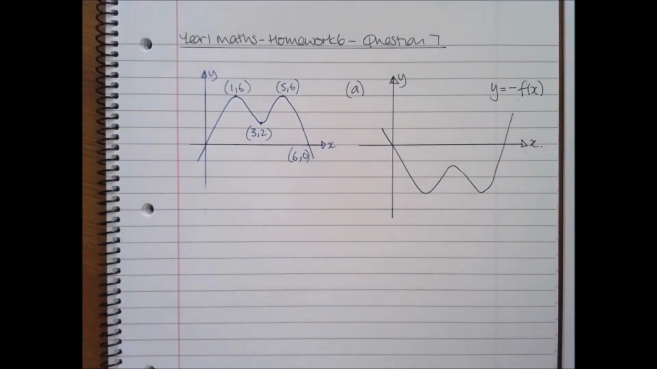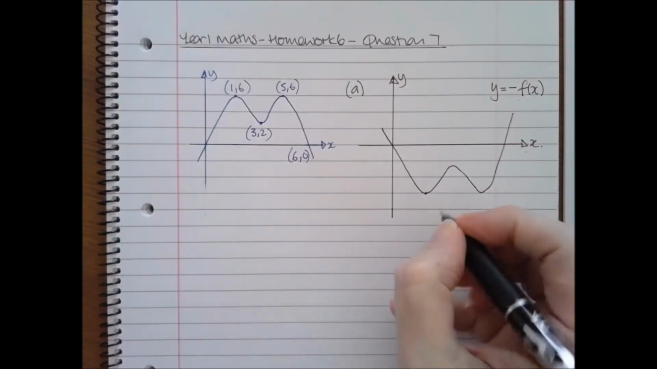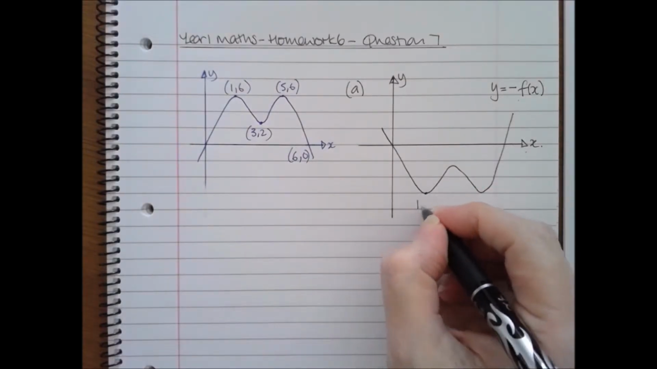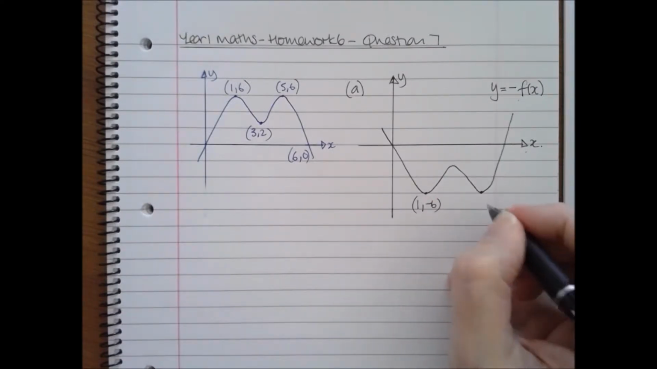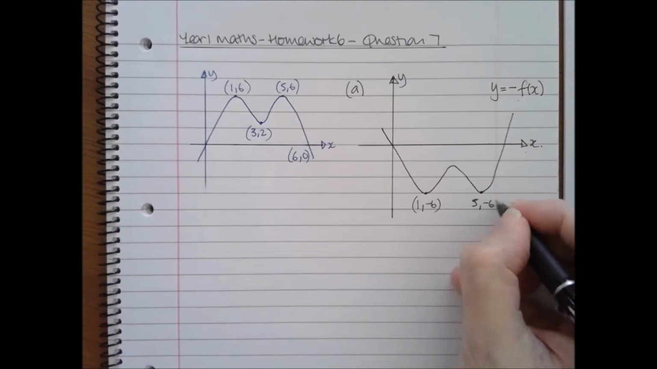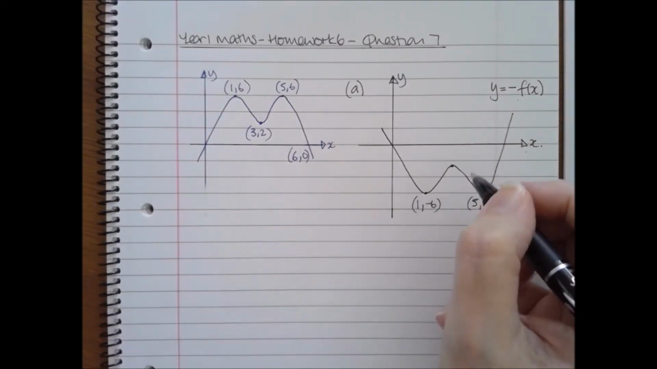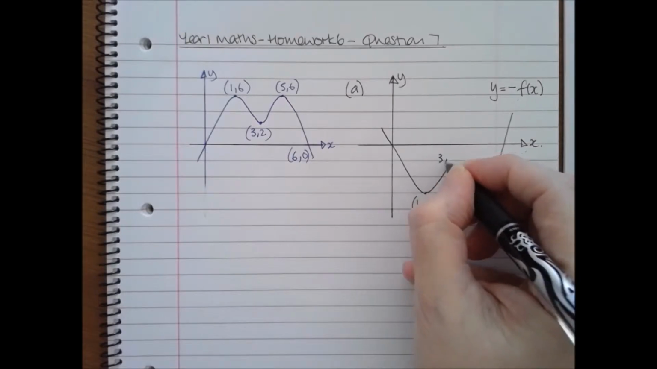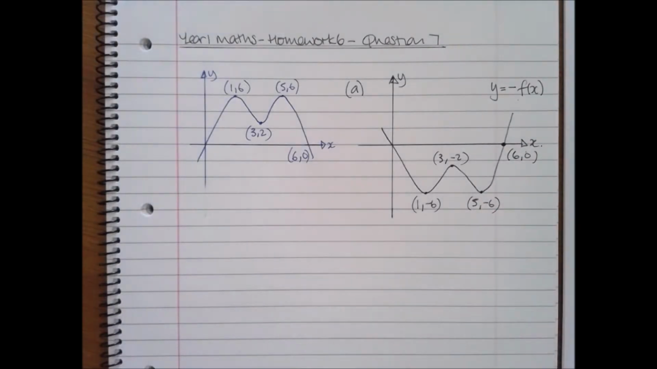And then all we need to do is put the new coordinates on. So this point was at 1, 6, so it's now at 1, minus 6. Similarly, this one was at 5, 6, it's now at 5, minus 6. This one in the middle was at 3, 2, and is now 3, minus 2. And this point here on the x-axis hasn't changed, that's still at 6, 0.